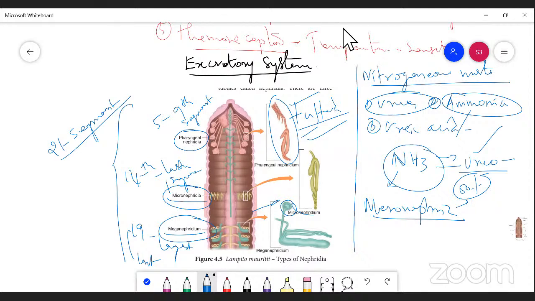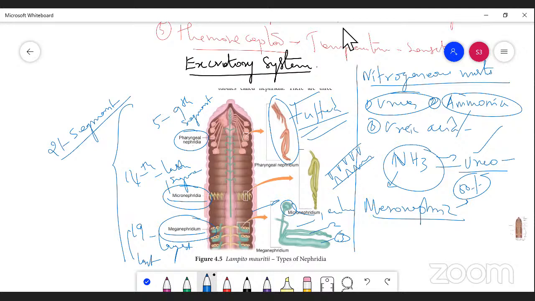The tube consists of 3 distinct parts: part 1, part 2, and part 3. Part 1 is the ciliated part. Ciliated part means the structure has finger-like projections. Inside the tube-like structure, small finger-like projections are there. That is called the ciliated part.